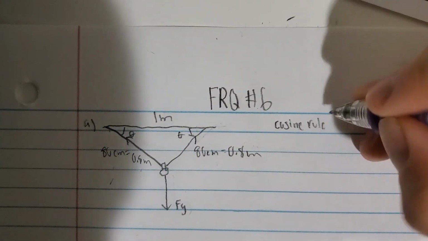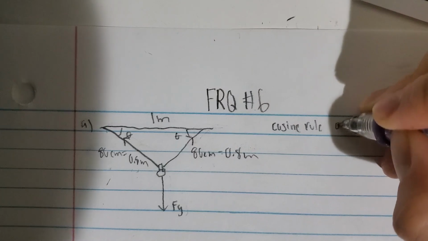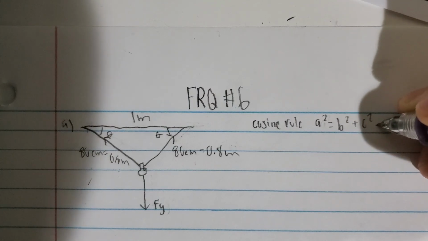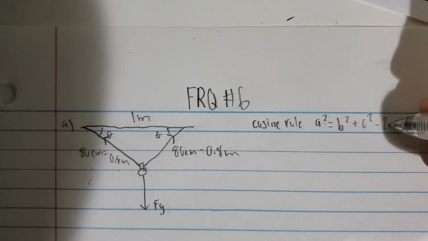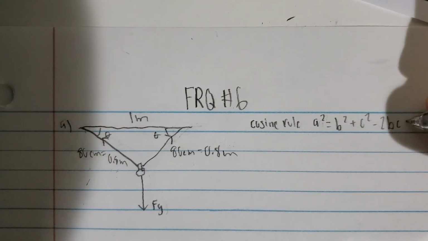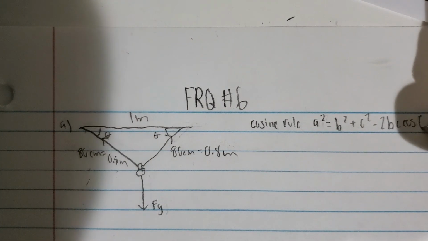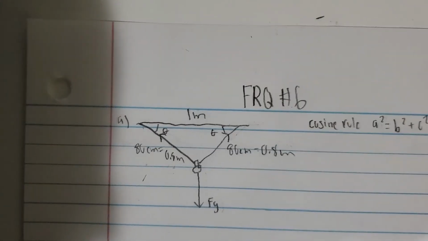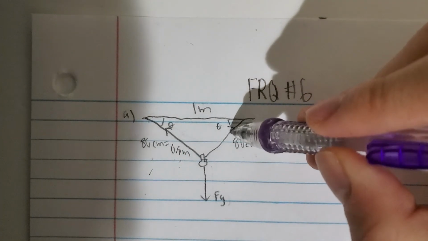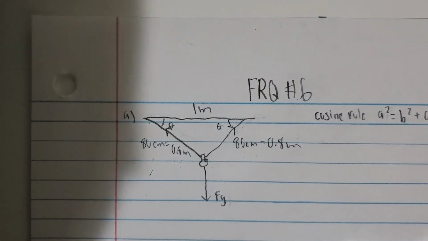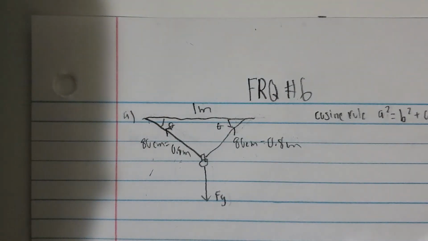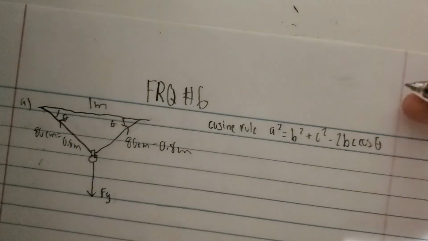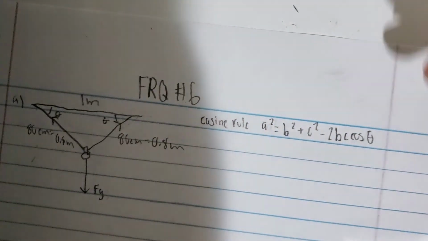And the cosine rule is this: a squared is equal to b squared plus c squared minus 2bc times cosine of theta. So essentially what the cosine rule is that we can use it to find any angle of a triangle if we have the given lengths of each side. So I'm gonna isolate for theta.